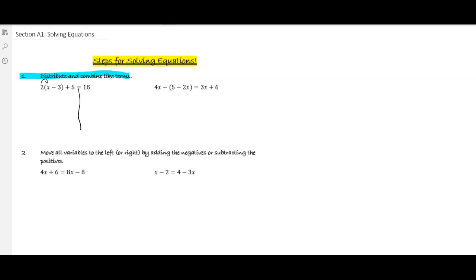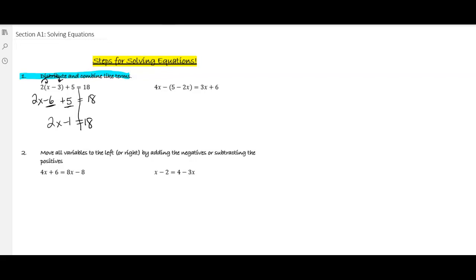Here, I'm just going to distribute there, and I get 2x minus 6. I don't distribute to the 5, so I bring down the plus 5. And then I bring down the 18. So there's nothing else to distribute. Now I'm going to look for combining. I can put a negative 6 with a positive 5, which is a negative 1. We're not actually going to solve all of the problems. We're just going to do the step that it says. That way we have some examples.